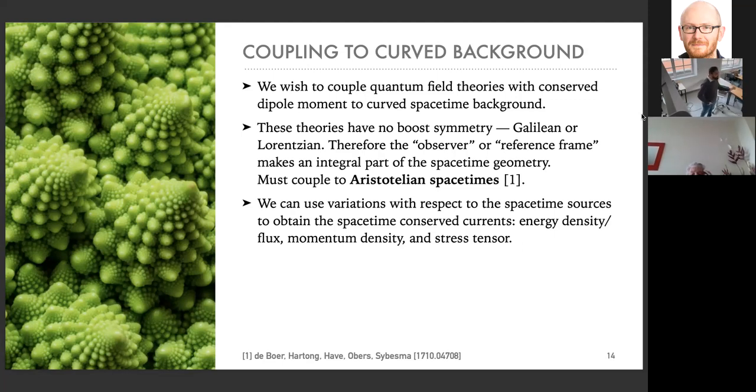You have rotation symmetry in special directions? Yes, so I still have rotation symmetry because of the theory that I'm considering, but in general, you could also let go of that. But right now, I have rotation symmetry.